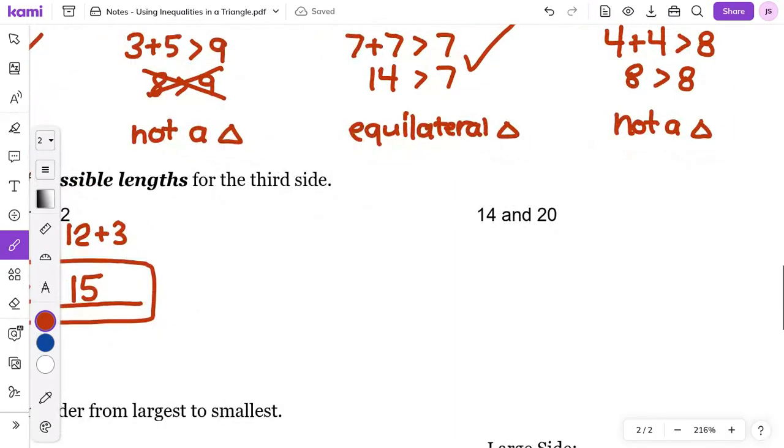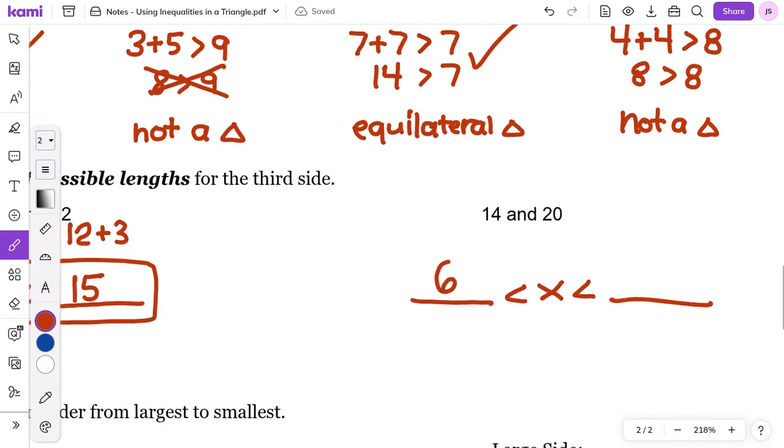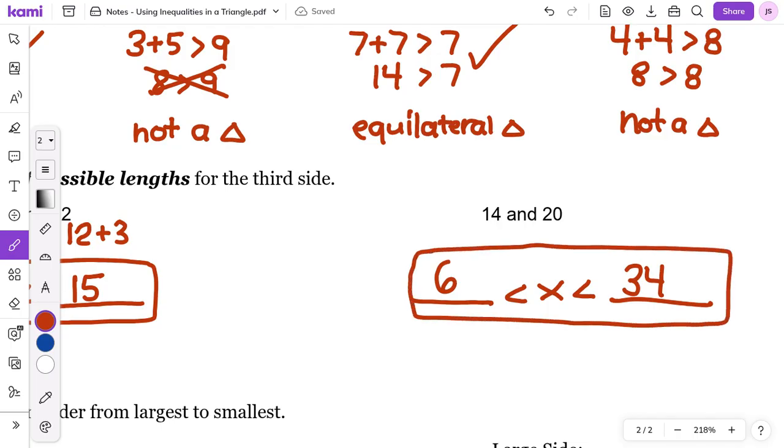Let's try one more, 14 and 20. Right? I know my third side will be in a certain range. I'm going to take the difference, 20 minus 14. I know my lower bound would be a 6, and then take the sum. 20 plus 14 would tell me the upper bound is 34. So any length between those two numbers would satisfy it.